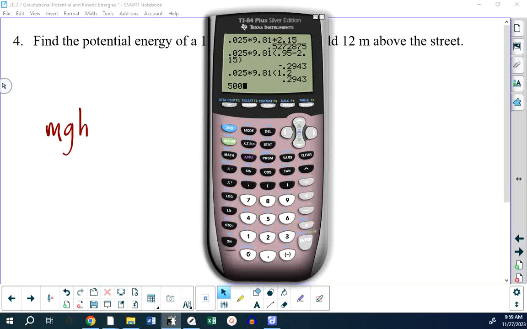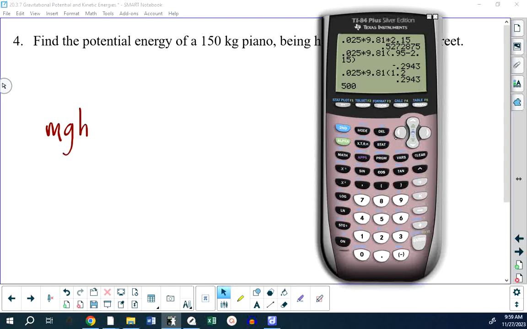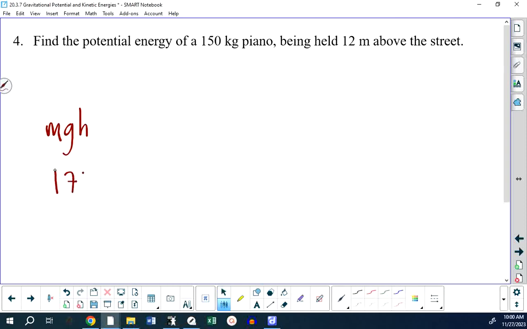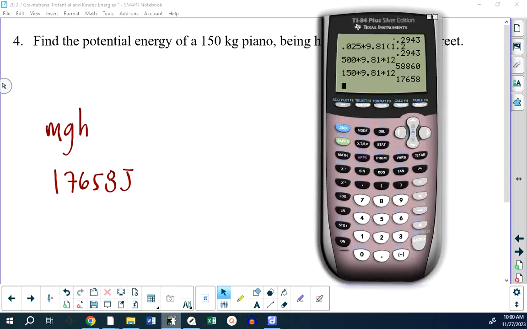So 500 kilograms, that's a pretty heavy piano. Multiplied by 9.81, multiplied by 12. Oh, 150. Thank you. That's more my speed for a piano. So 150 times 9.81 times 12 gives me 17,658 joules. I think we're okay with that.